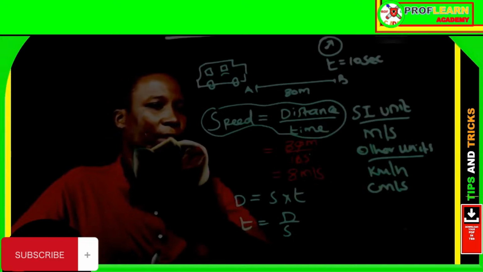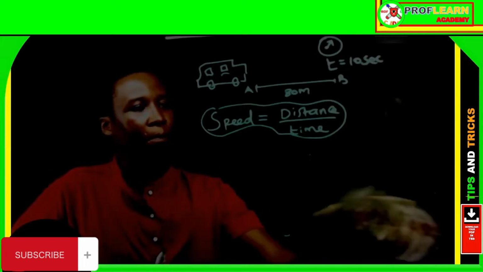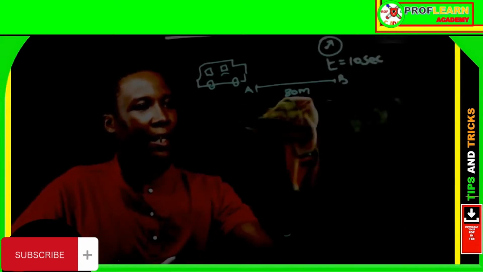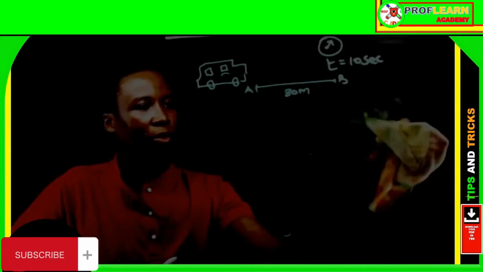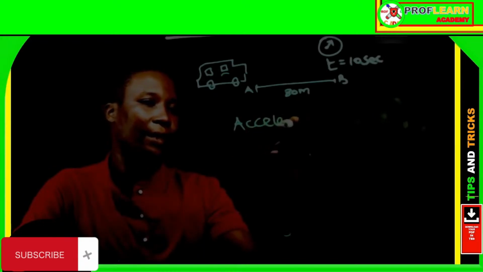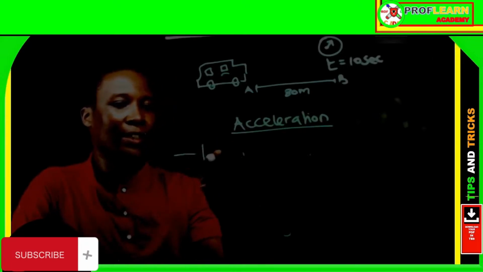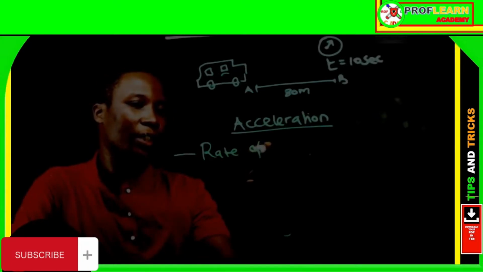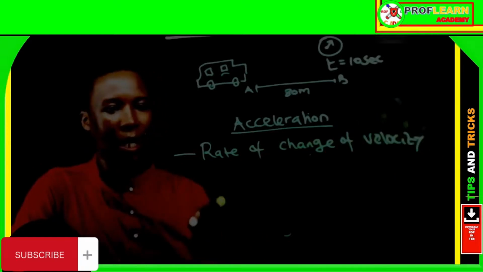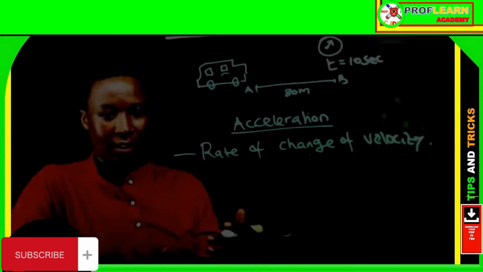Now, I want us to move to something else regarding movement and position. You need to appreciate the fact that we can also talk about acceleration. Another concept that is discussed in this area is acceleration. So we're going to look at what we mean by acceleration and what the SI units are. Acceleration is the rate of change of velocity. How fast is the velocity of the object changing?